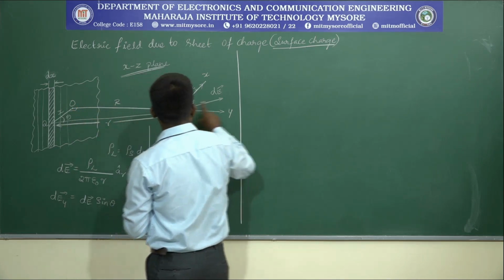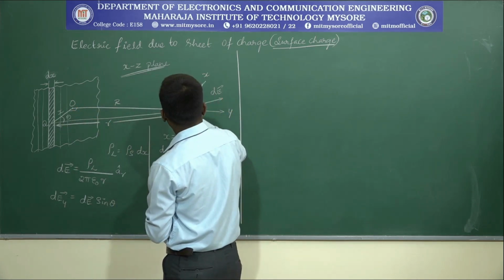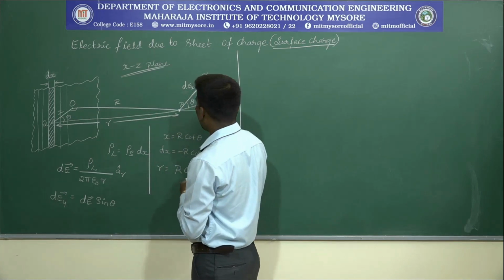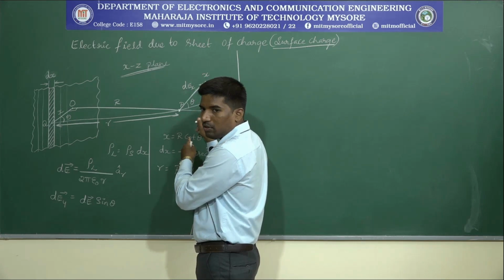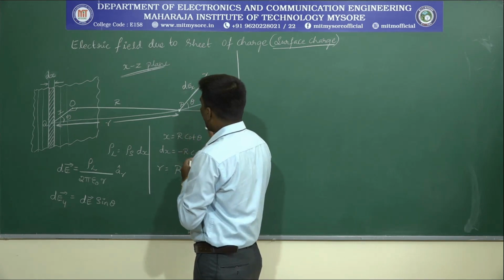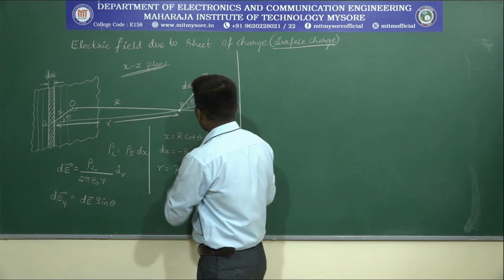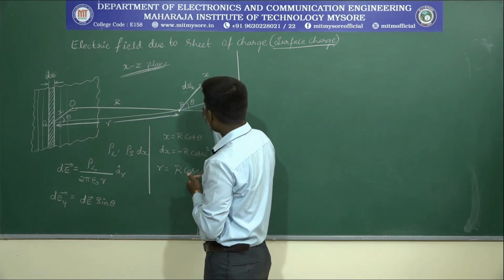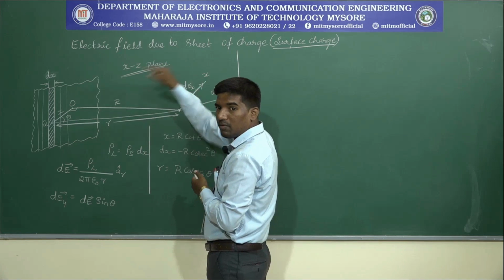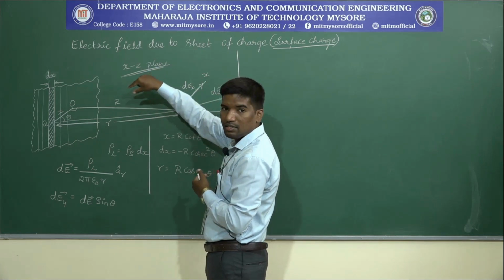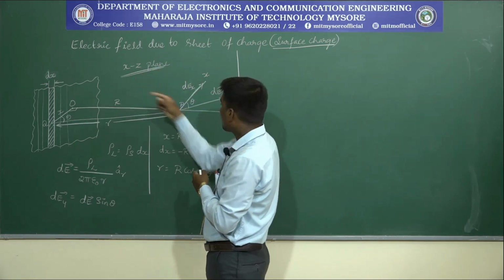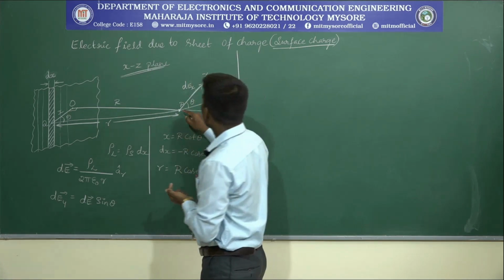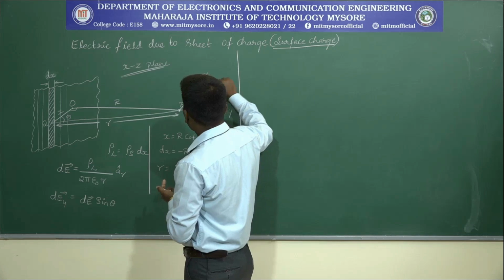Since these two lines are parallel, the angle between the dEx component and the dE component is also equivalent to theta. But here the special condition is that the dx component gets cancelled. Why does the dx component get cancelled? In the previous case, the dy component got cancelled, but here the dx component gets cancelled. Why? Because the dx component acts along this line.